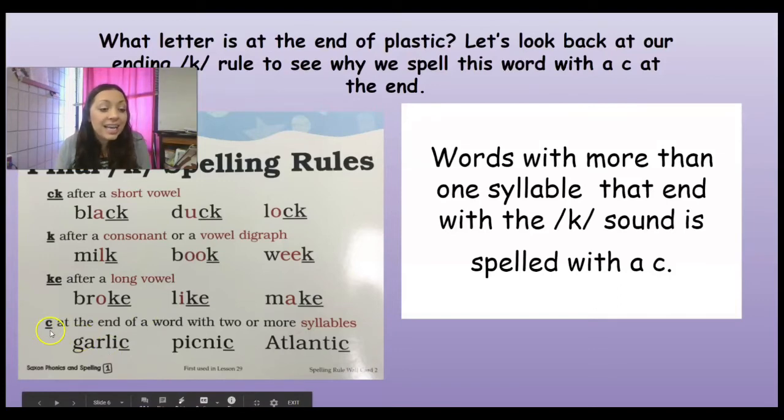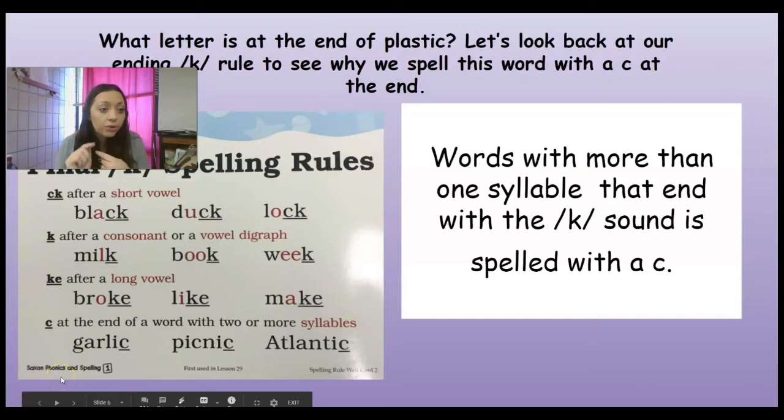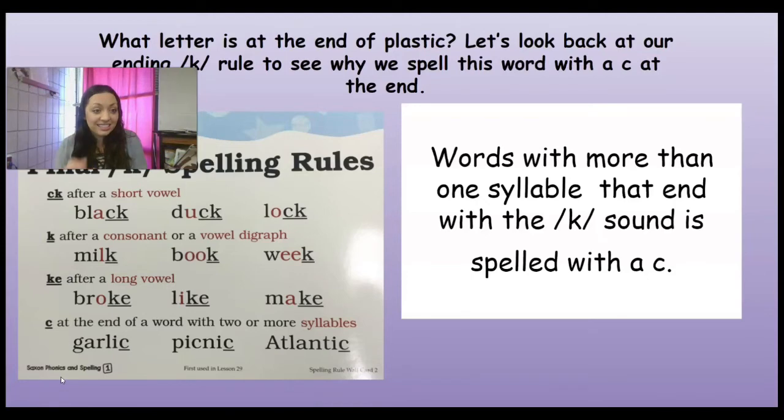We use C at the end of a word with 2 or more syllables. So look at all these words: black, duck, walk, milk, book, week, broke, like, make. They only have 1 syllable. Look at these words: garlic, picnic, Atlantic. They have 2 or 3 syllables. So when you have more than 1 syllable and you hear that K at the end, you're going to use the C, okay? So we're going to practice that. I know it's a little tricky.